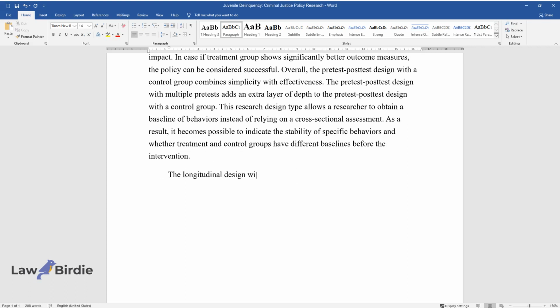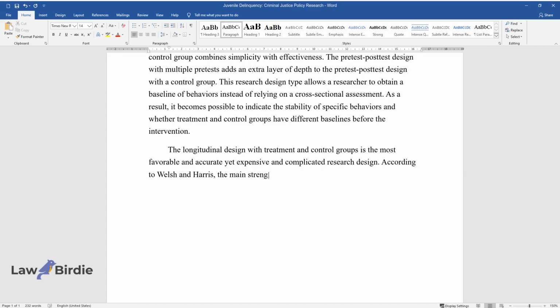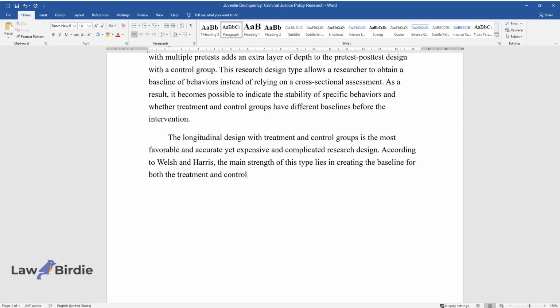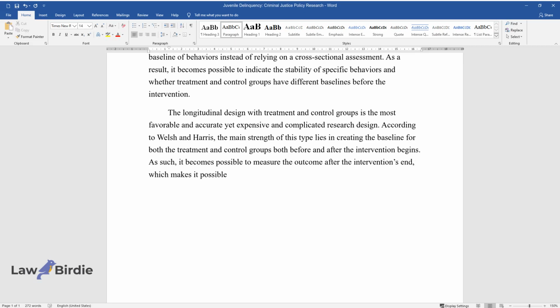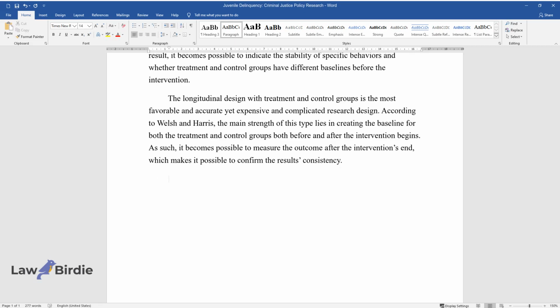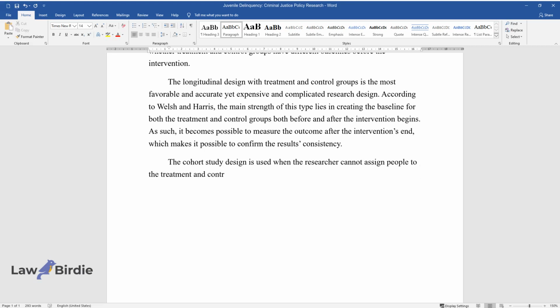The longitudinal design with treatment and control groups is the most favorable and accurate yet expensive and complicated research design. According to Welsh and Harris, the main strength of this type lies in creating the baseline for both the treatment and control groups both before and after the intervention begins. As such, it becomes possible to measure the outcome after the intervention's end, which makes it possible to confirm the results' consistency.